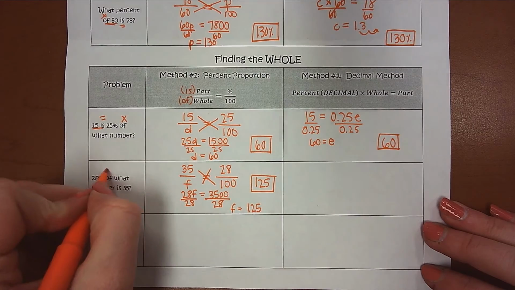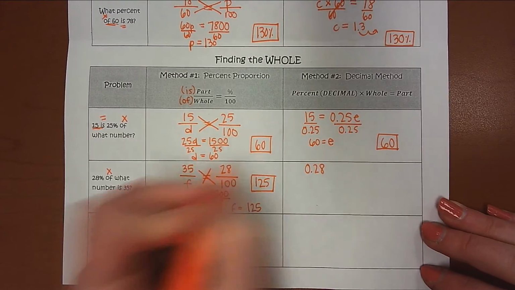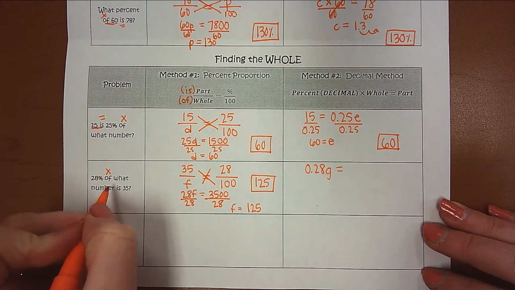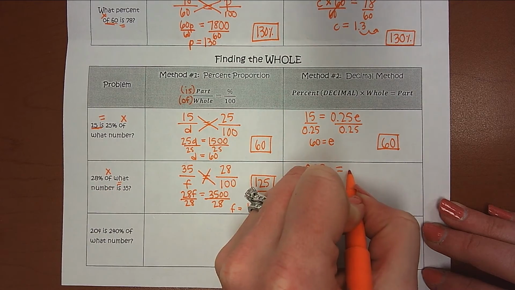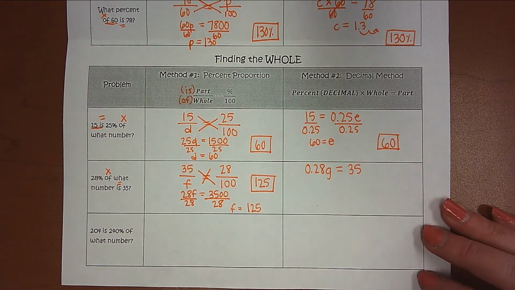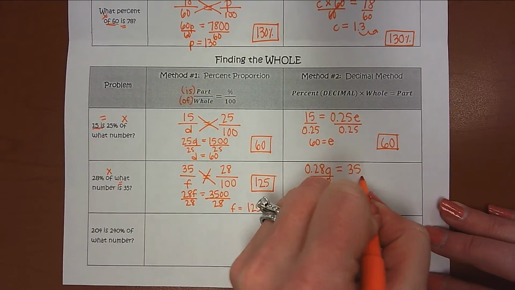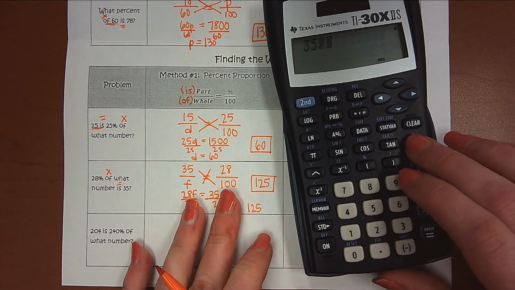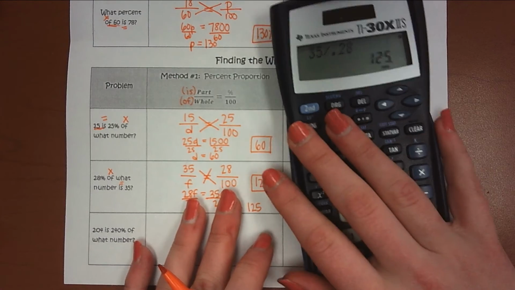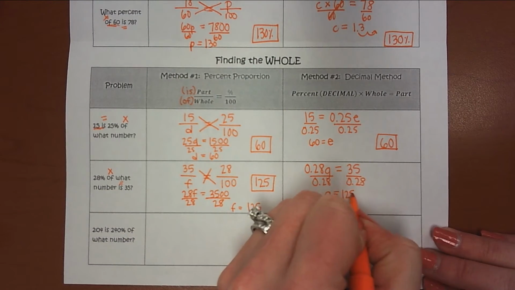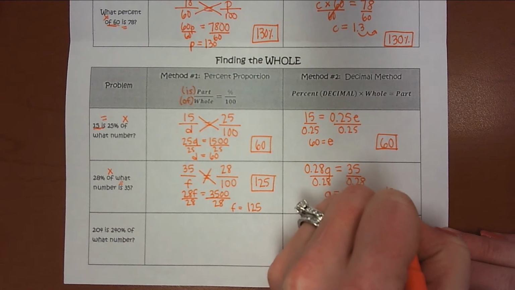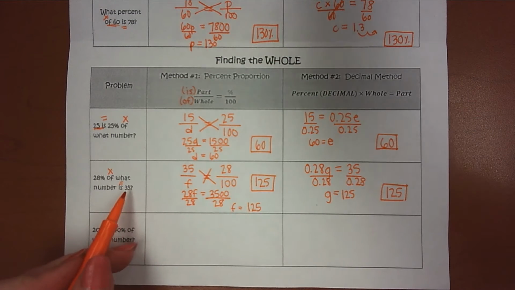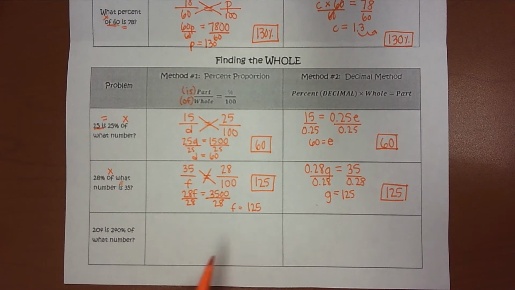28% of what number? Of means multiply, so if I write 28% as a decimal, I get 0.28 times a whole number, let's use G as my variable, because of what number we don't know. Is means equals 35. The inverse of multiplying is dividing both sides by 28 hundredths. And if I use my calculator and do 35 divided by 28 hundredths, I should get the same answer I got in the first column here. G is equal to 125. 28% of 125 is 35. That seems reasonable and makes sense, so I can go to my last one.